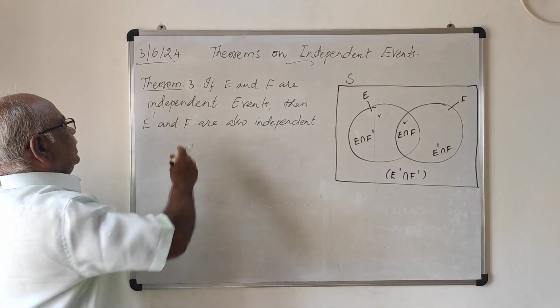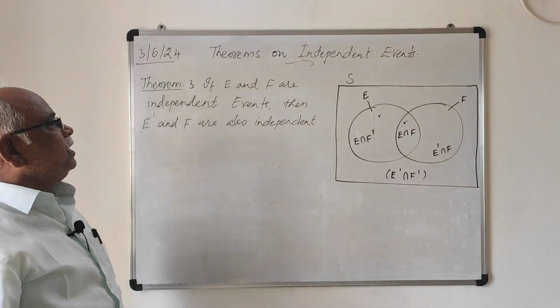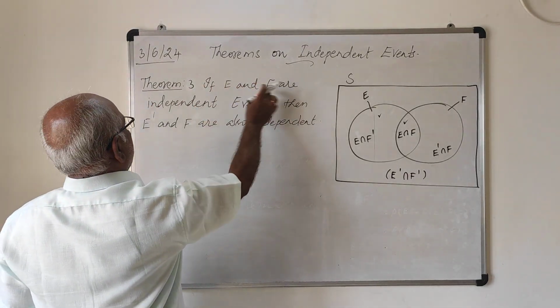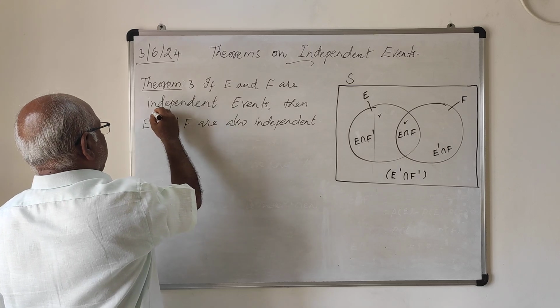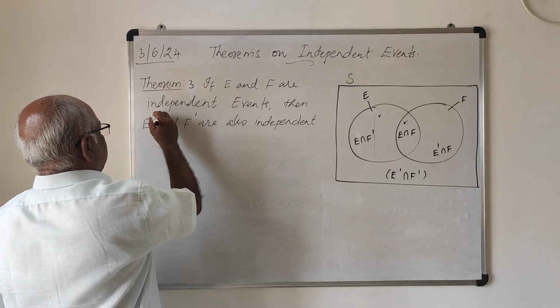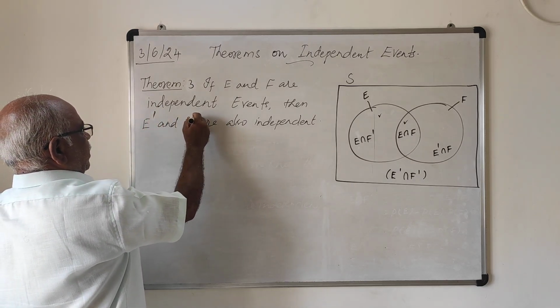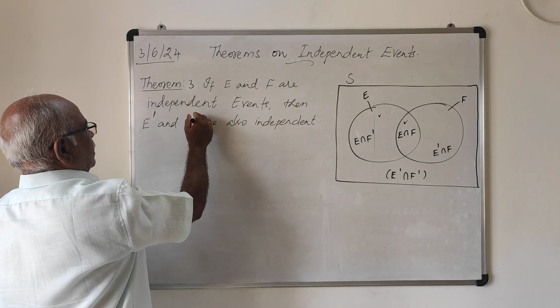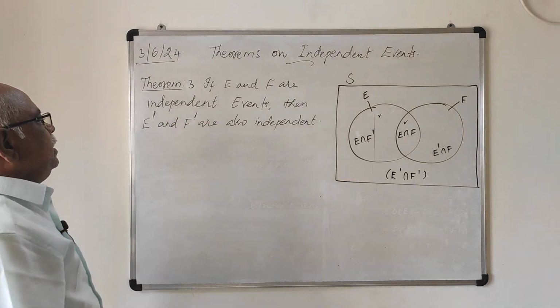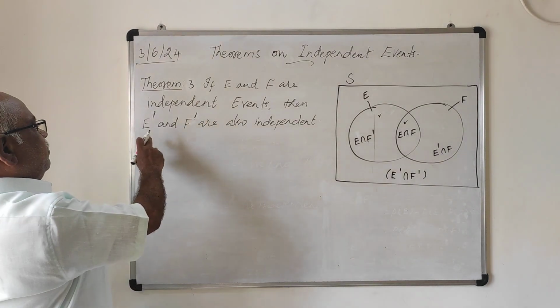Now, theorem 3 states that if E and F are independent events, then we have to prove that E dash and F dash are also independent. That's theorem 3. E and F are independent, then E dash and F dash are also independent.